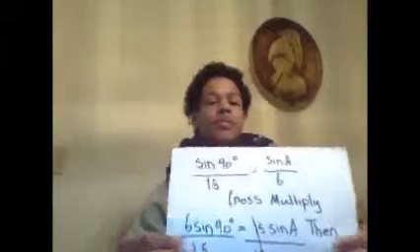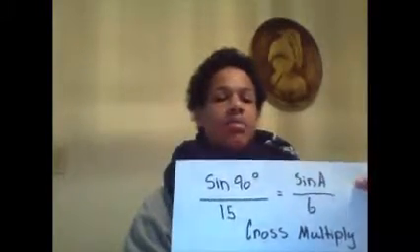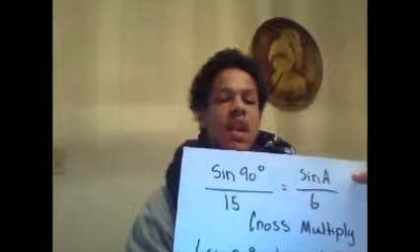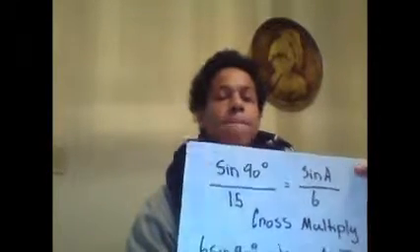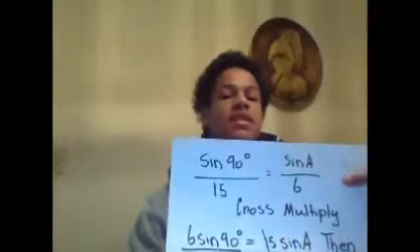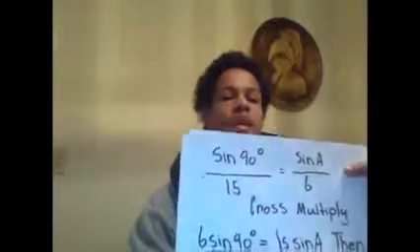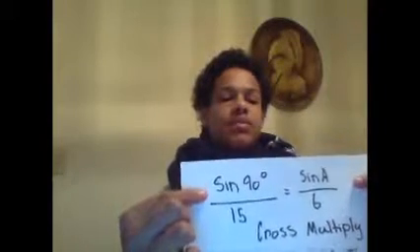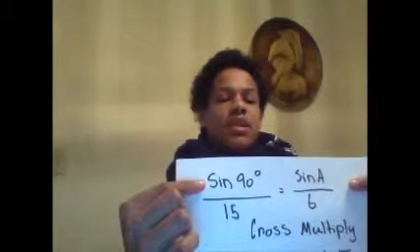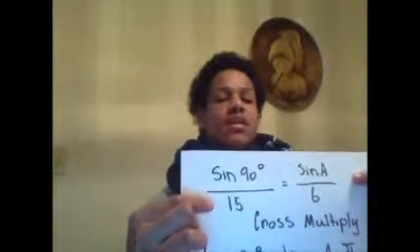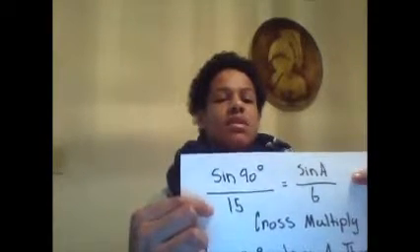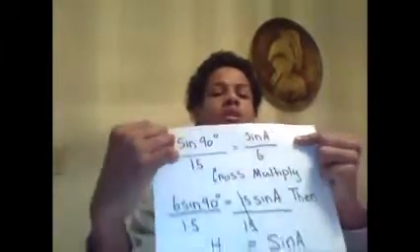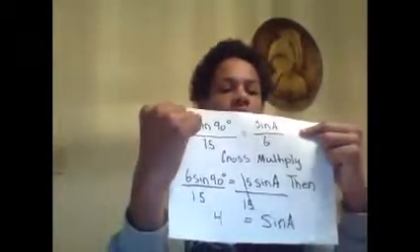Now let's place the values. When we place the values, it's going to look like this. We're going to have sine A, because that is the angle we are solving for. But we do know the side to A, and that's 6. Now, to see, we know the angle is 90 degrees, and we know the side of that angle is 15. So next thing you want to do is cross multiplication.